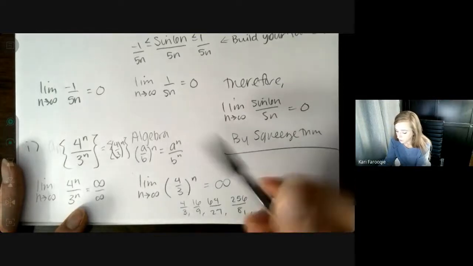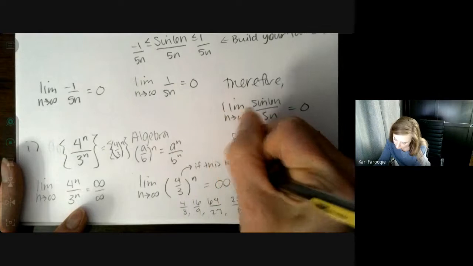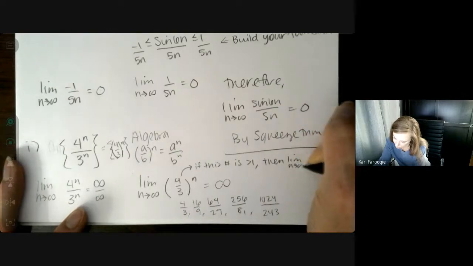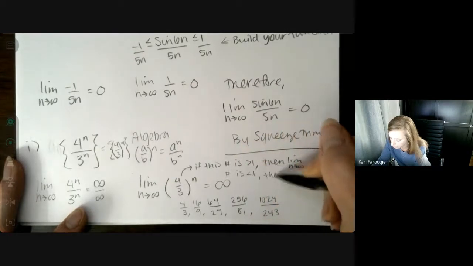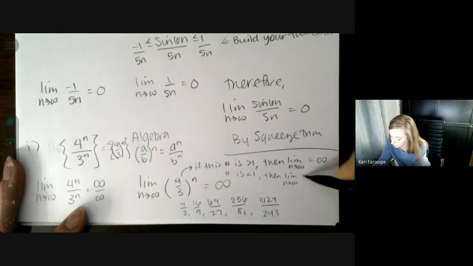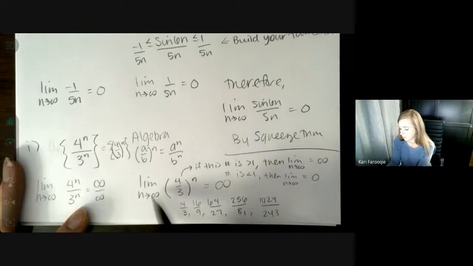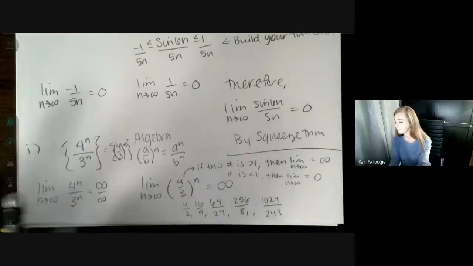So remember that if this number is greater than 1, then the limit as n approaches infinity will be infinity. But if the number is less than 1, then the limit as n approaches infinity will be 0. Because in that case, you'd be taking, like, 1/3 to the n or 2/3 to the n. And in each case, that ratio would keep getting smaller and smaller in each successive term, because the denominator would grow more rapidly than the numerator.